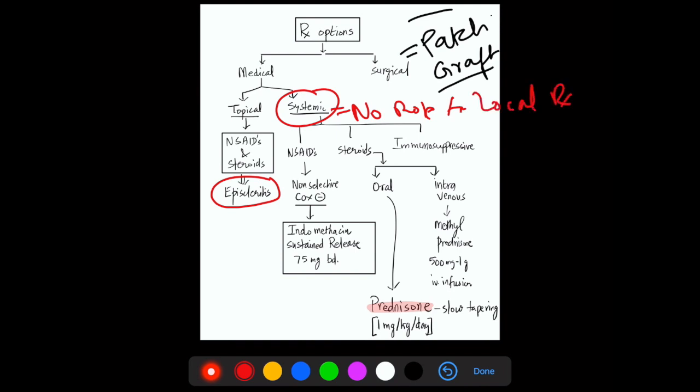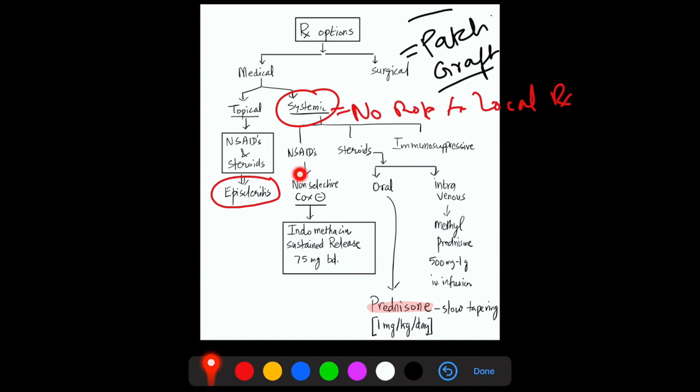You have to start the patient on a systemic treatment. It can be oral steroids, it can be an oral immunosuppressive, or it can be oral NSAIDs. It doesn't matter, but there is no role for only local treatment in scleritis. For episcleritis, we can go for NSAIDs and steroids. Amongst the systemic options, we have NSAIDs, we have steroids, we have immunosuppressive.